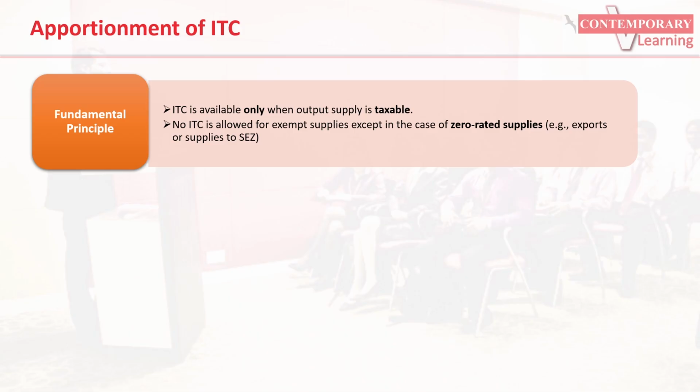However, there's an important exception here. For zero-rated supplies, which primarily include exports and supplies to special economic zones, you can claim ITC even though the output tax rate is zero. This principle forms the foundation of how we determine what portion of your input tax credit you can legitimately claim. It's not always black and white, especially when businesses have mixed supplies, some taxable, some exempt.